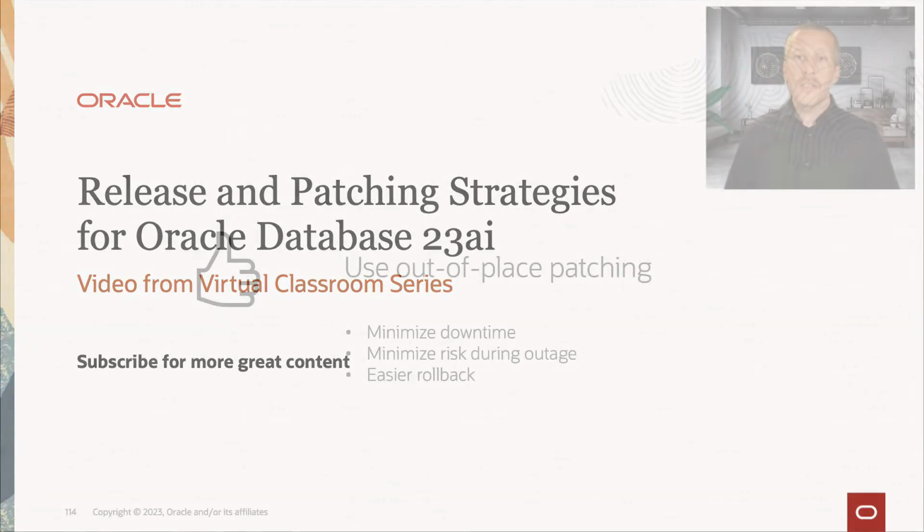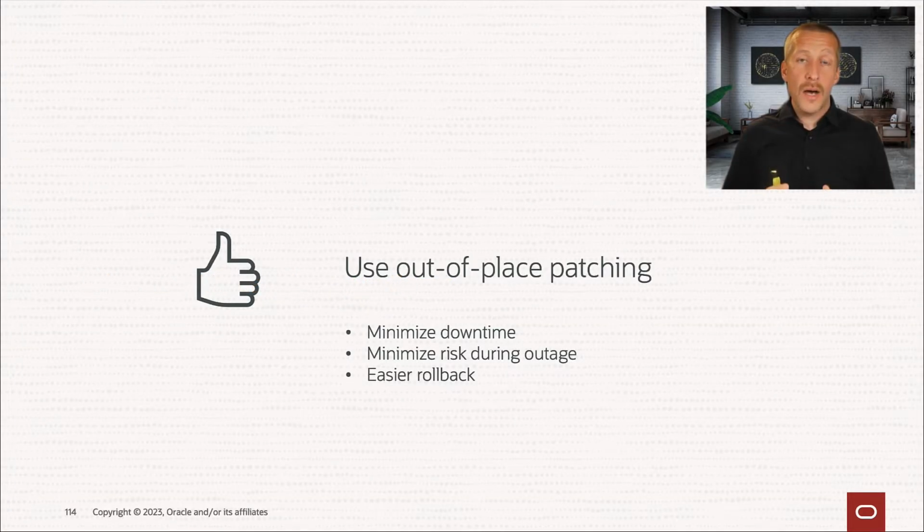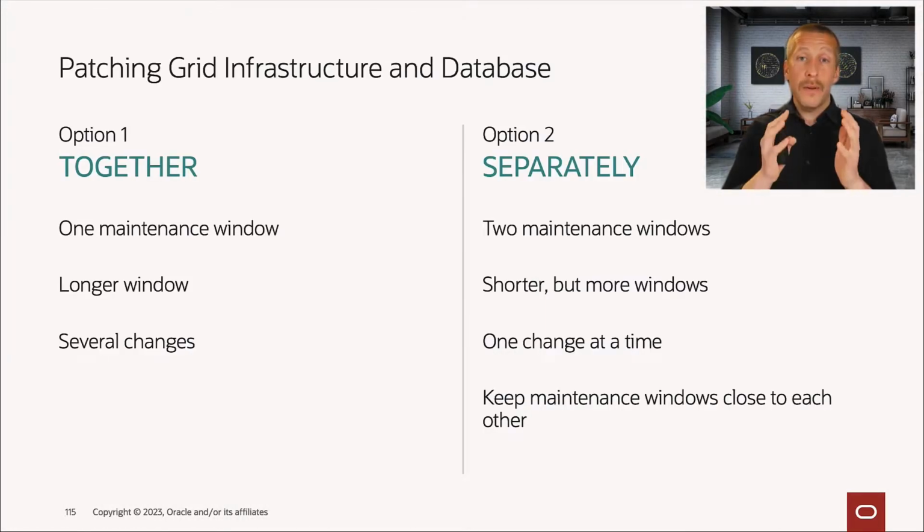Like with the database, we strongly recommend that you use out-of-place patching. When you use out-of-place patching, it minimizes the downtime you need to apply patches to the GI. It also minimizes the risk because there's less things to do in your maintenance window. And in case you need to roll back to the previous patch level, that is also a lot easier when you use out-of-place patching.